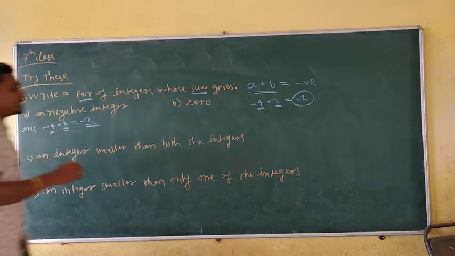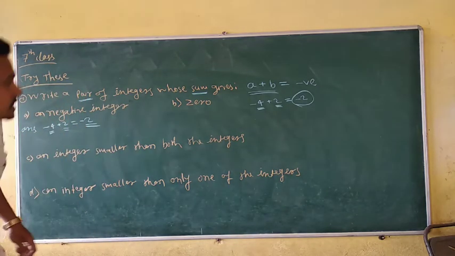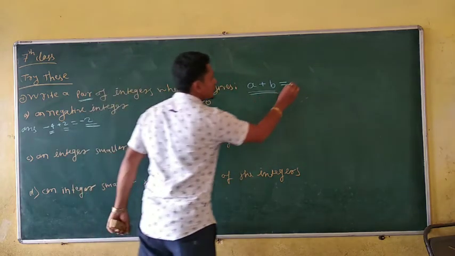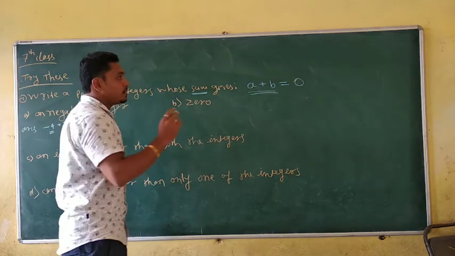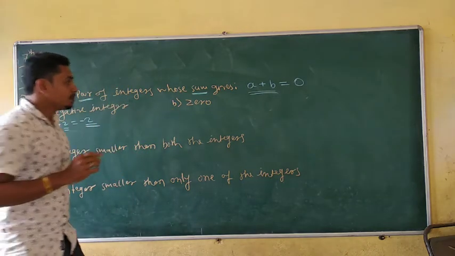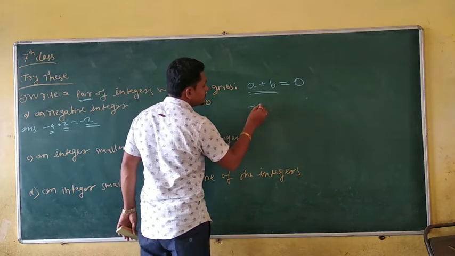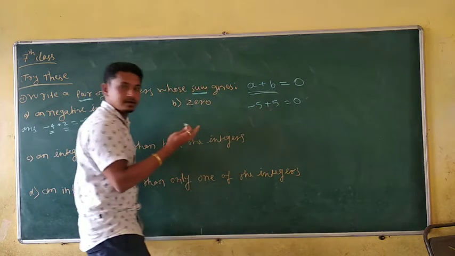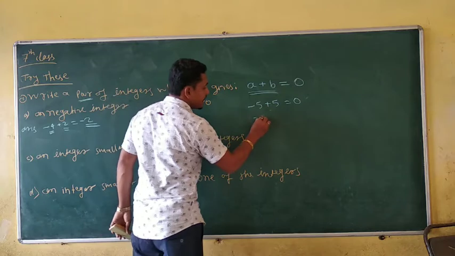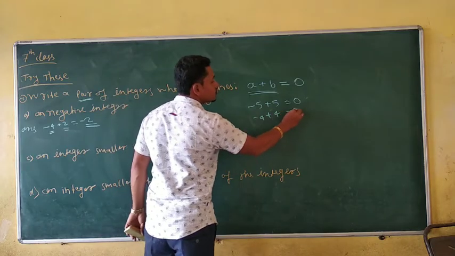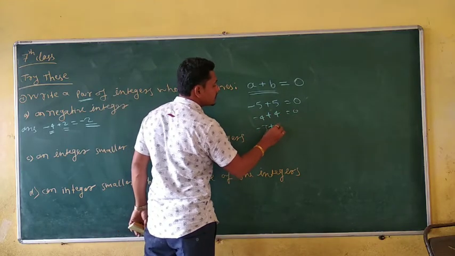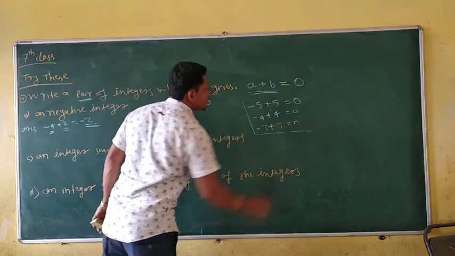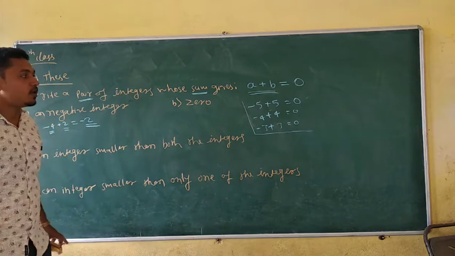So next, the sum is equal to 0, which means a plus b is equal to 0. Here minus 5 plus 5 is equal to 0. Is it right? Next, minus 4 plus 4 is equal to 0, or minus 3 plus 3 is equal to 0. So among them, you can choose any pair of integers.